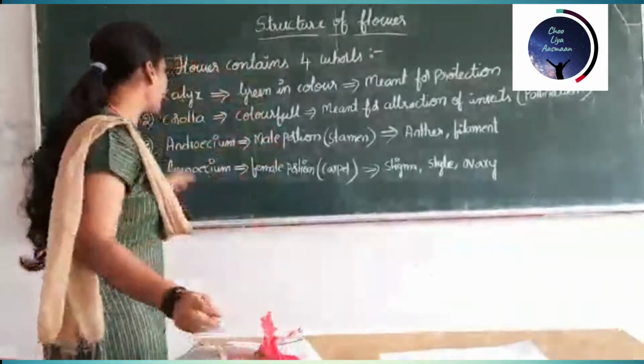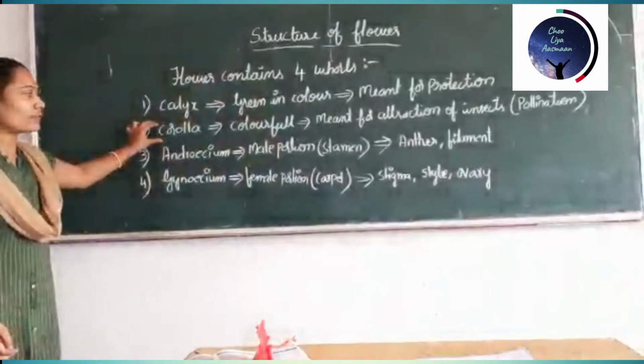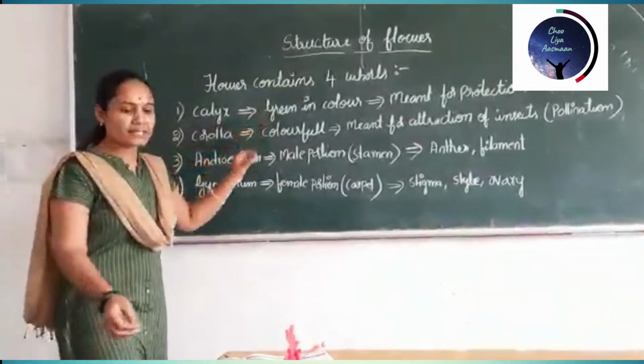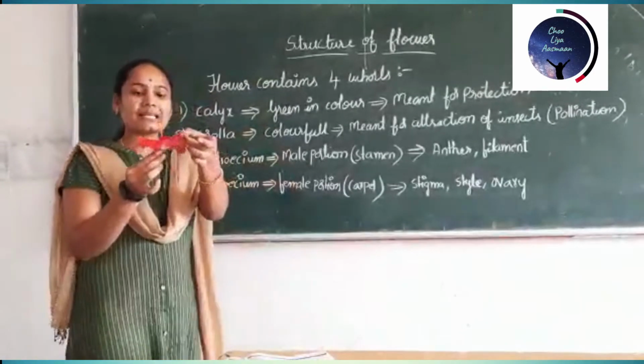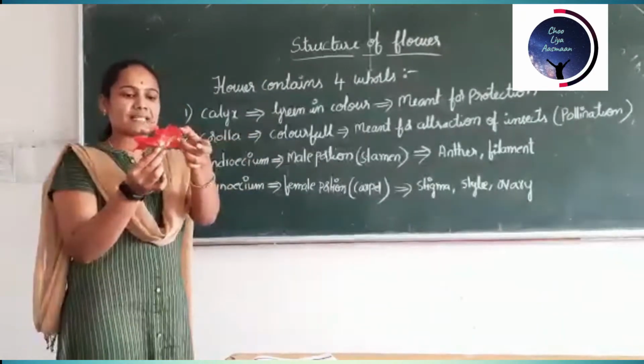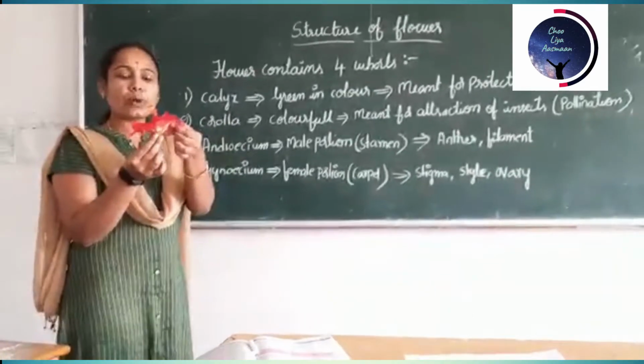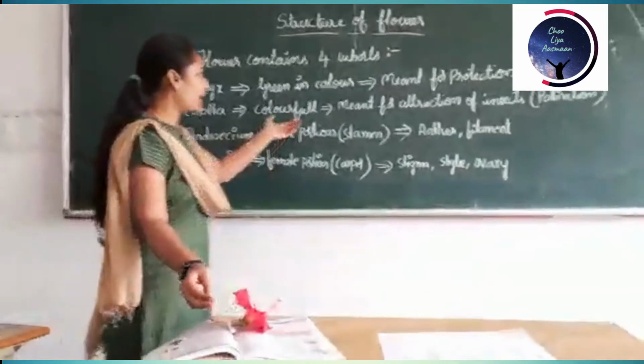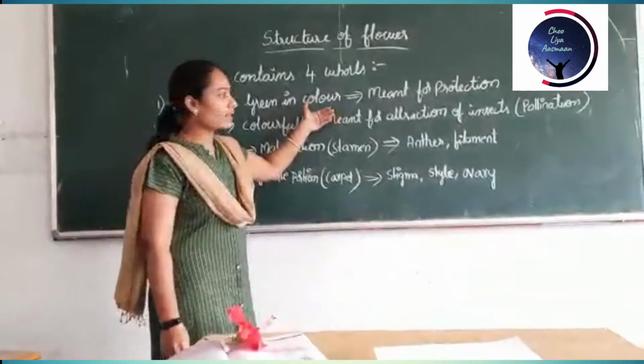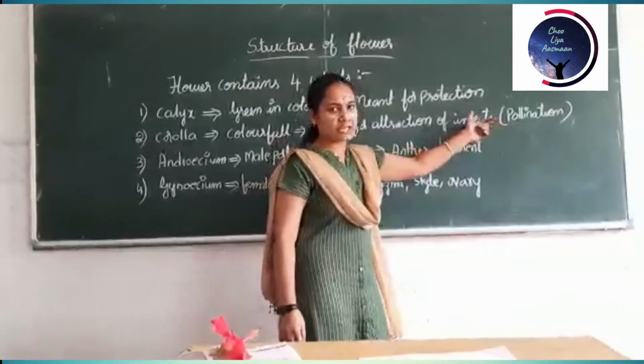Next, coming to the corolla, this is the second whorl of a flower. It will be colorful. For example, if you see in this flower, it is red in color. You can find different colors in different flowers. Why this color? For attracting the insects, that is for the sake of pollination.